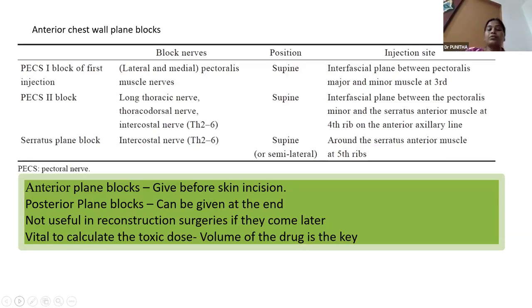So a few tips about plane blocks. Anterior plane blocks, give before the skin incision, because the entry of air into the plane will make it difficult post-procedure. The posterior plane blocks can be given even before or at the end of the procedure. It is not useful in reconstructive surgeries if the patient presents at a later stage, because the plane is lost. It is vital to calculate the toxic dose, as the volume of the drug is the key factor which decides the success of the plane blocks. Next slide.